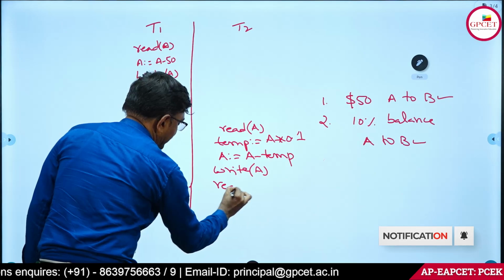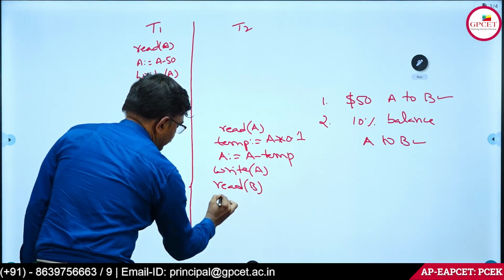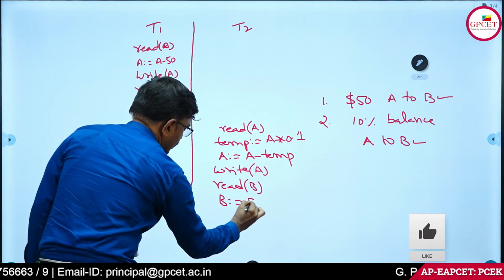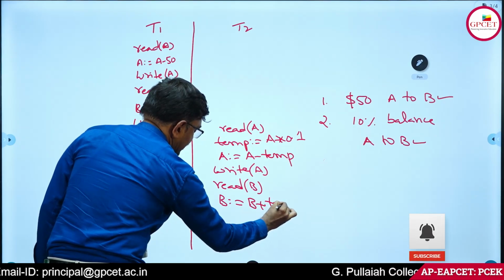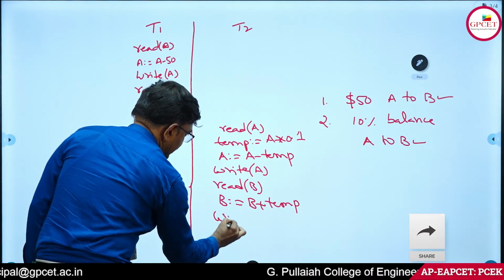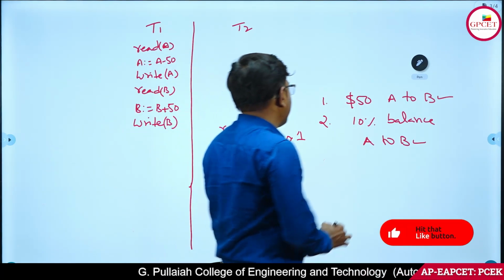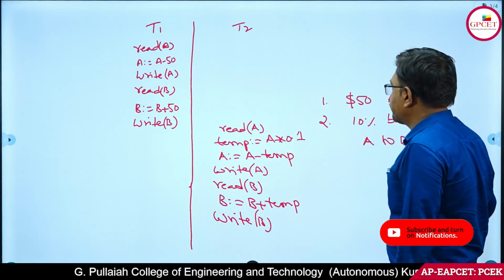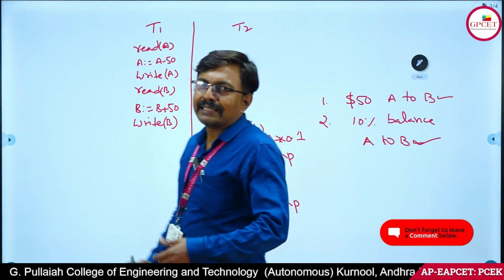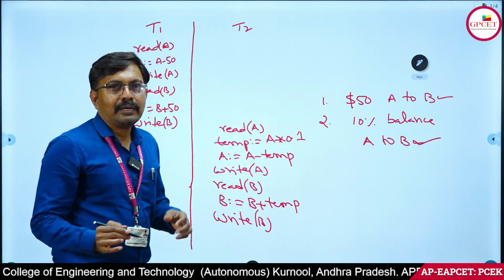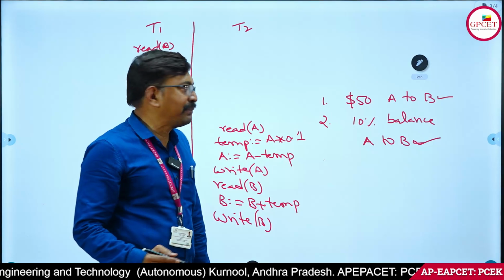Then read B. B equal to B plus temp, and then write B. That is the second case. It transfers 10% of the balance from account A to account B. That is isolation. What is isolation? Multiple transactions can execute simultaneously.